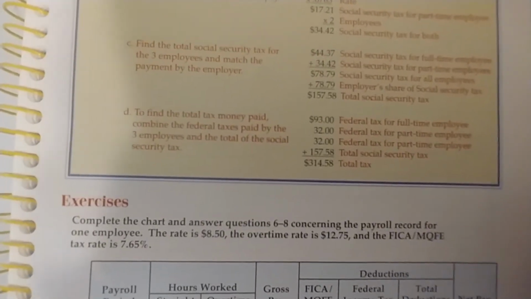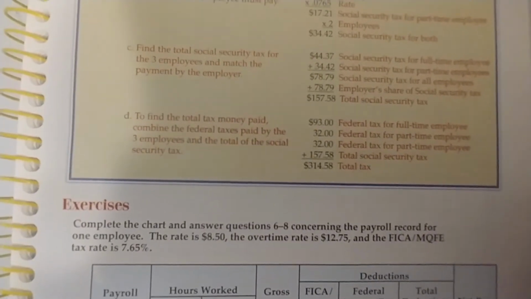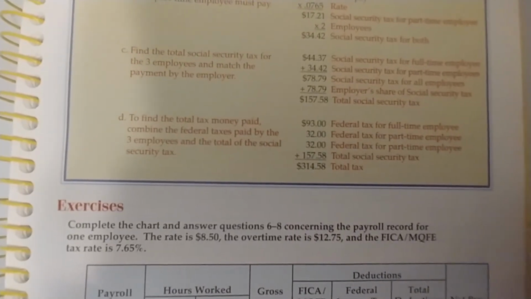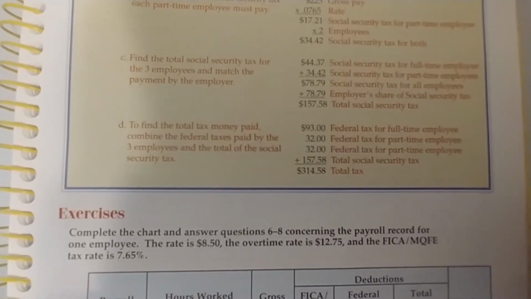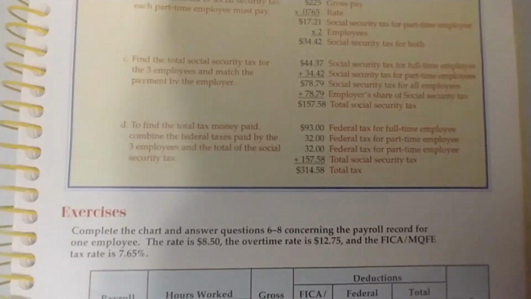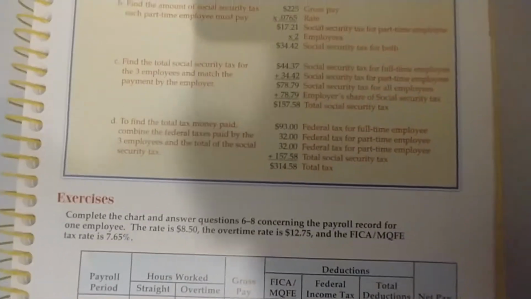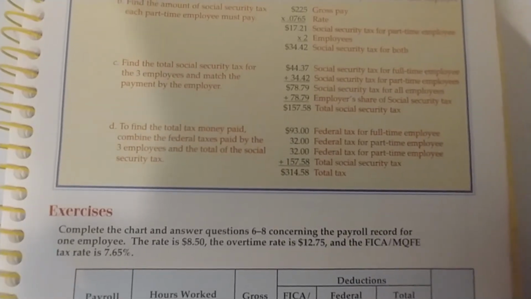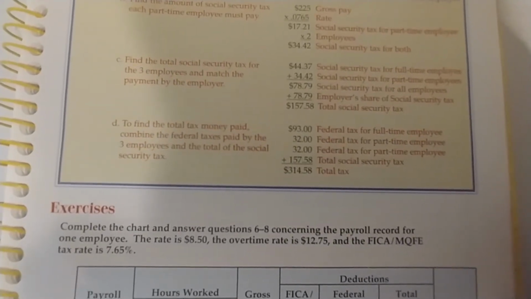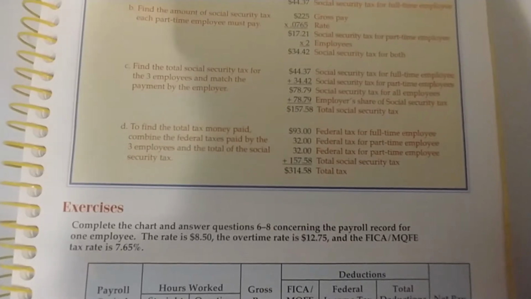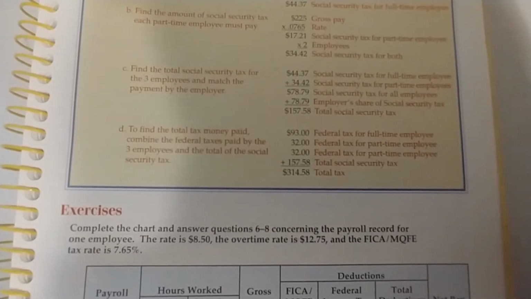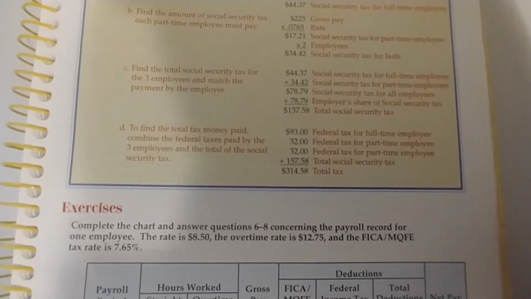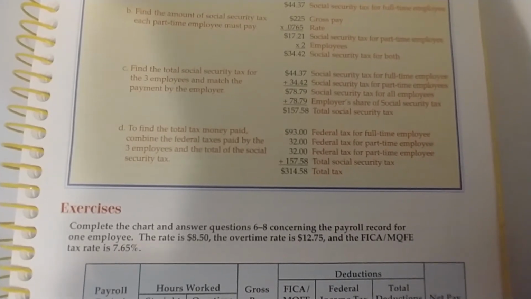Complete the chart and answer the questions 6 to 8 concerning the payroll record for one employee. The rate is $8.50, so that's what he's getting paid per hour. Overtime rate is $12.75, so they don't make you figure that out. That's what it is per hour, $12.75. And FICA tax rate is 7.65%, and then they're going to give you the federal tax already. You don't have to figure that out.